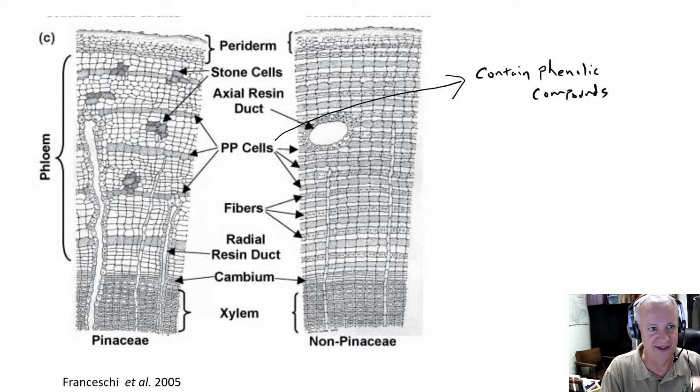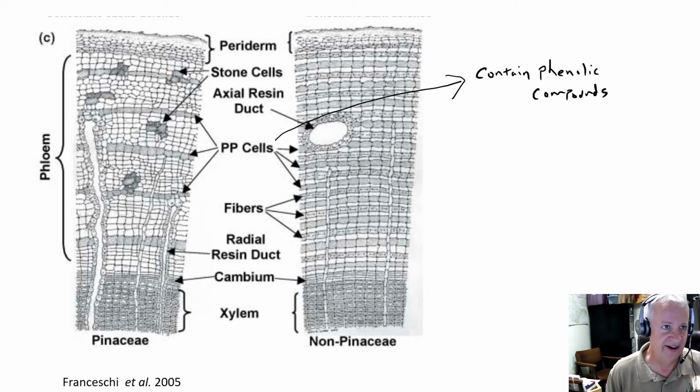Now, obviously, also in the phloem are sieve tube cells, which transport sugars. So those sieve tube cells really aren't labeled on these diagrams, but all of these cells are the sugar transport cells in the phloem, but they're not explicitly defensive. Those sieve tube cells are being protected by those polyphenolic parenchyma and those stone cells.